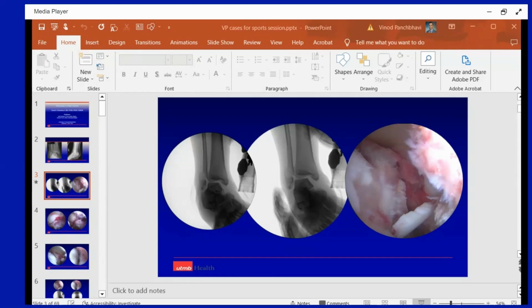Now, this could be done open. Increasingly, we could do this with the scope itself. I will show you some examples later on. So this is the 6 weeks follow-up. You can see the talus has not drifted off, but on many occasions I have seen if we do not stabilize the deltoid, they can go into a lateral displacement and have later problems.